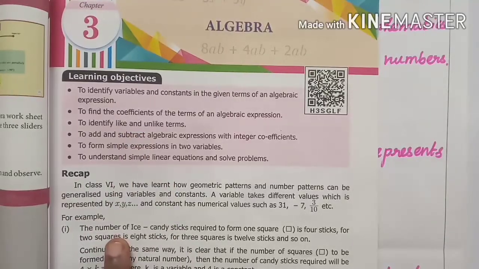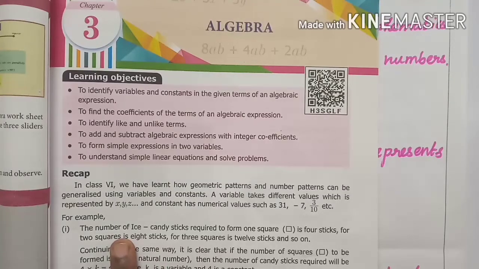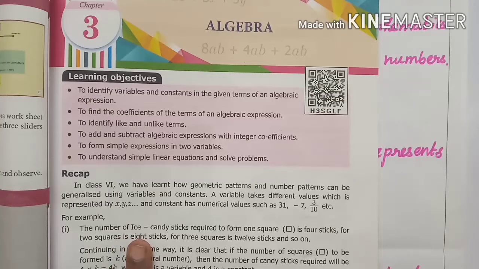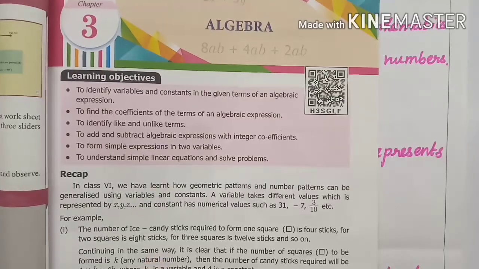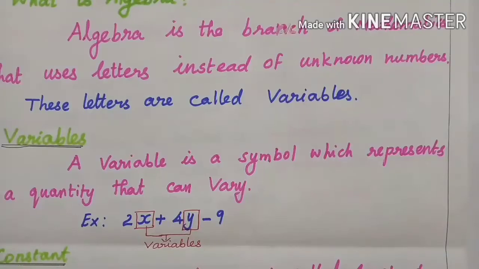Now, already we learned in 6th standard how geometric patterns and number patterns can be generalized using variables and constants. A variable takes different values, which are represented by x, y, z, and a constant has numerical values such as 31, -7, 3 by 10, 48, etc. Let us learn our chapter now with all the definitions, right?